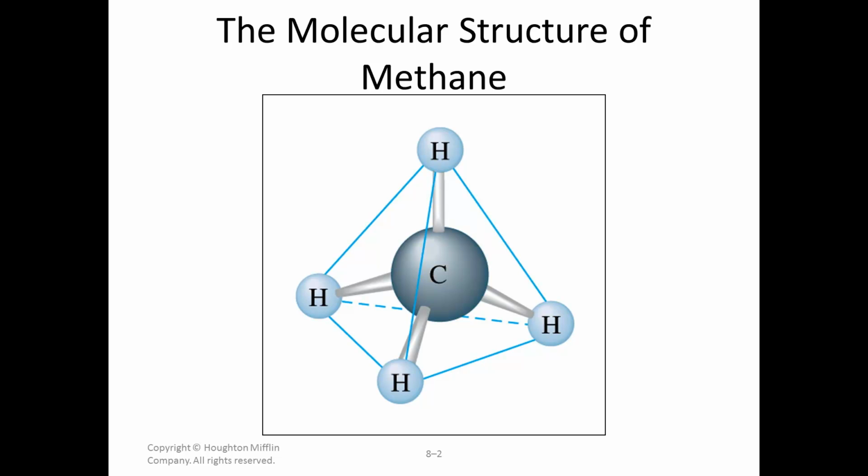Here we have 4 equivalent carbon-hydrogen bonds formed. If we divide 1,652 kilojoules per mole by 4, we get 413 kilojoules per mole, which is the energy of stabilization, or the energy released when a carbon-hydrogen bond forms. It's the bond energy for each carbon-hydrogen bond.